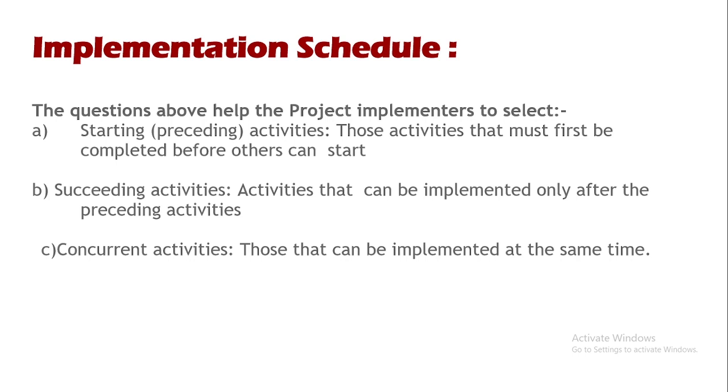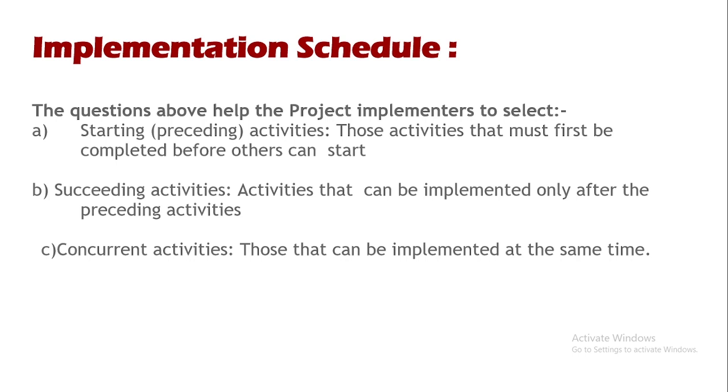So let's say an example of succeeding activities: it may be that one of your activities is to distribute sanitary towels to schools, and you also have an activity of training schools in production of sanitary towels. So the first activity should be the training in the production of sanitary towels, reusable sanitary pads or towels, and then the succeeding activity should be the distribution of the reusable sanitary pads to the schools.